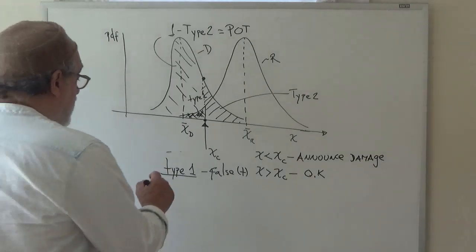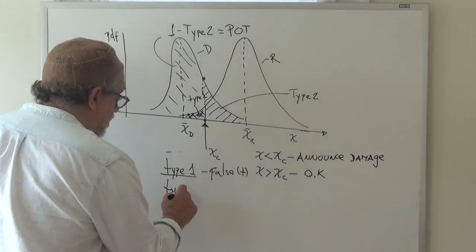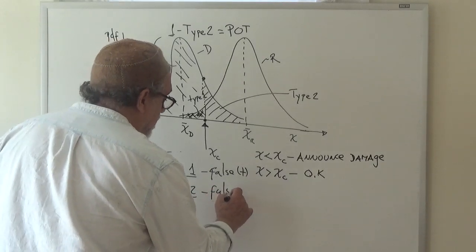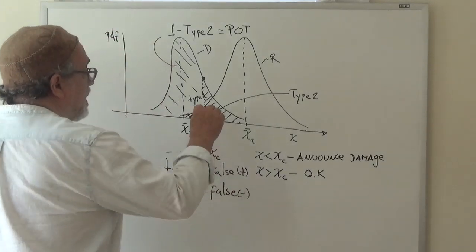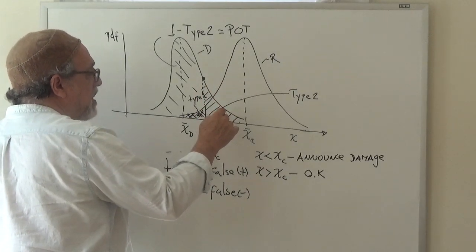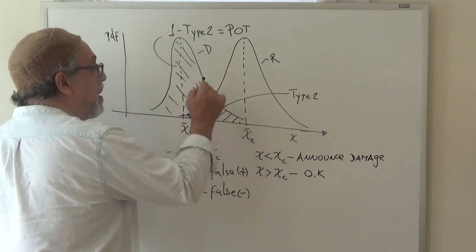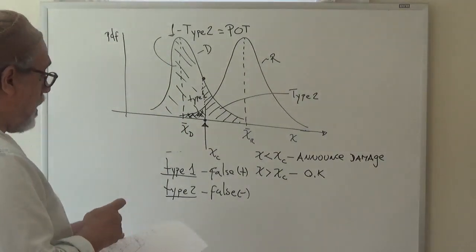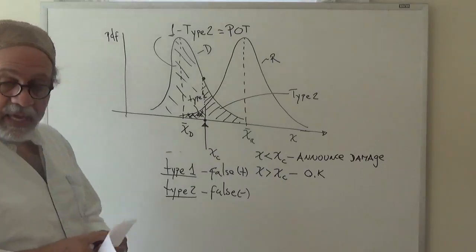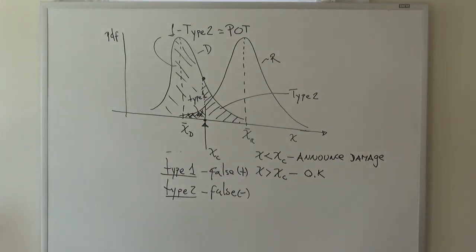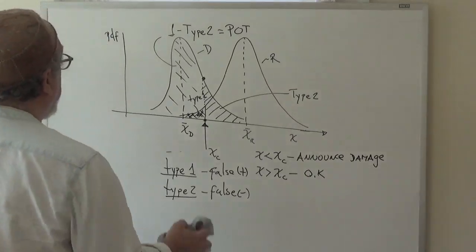Okay? So the type 2 error is what we call false negatives, right? So that means that the system was actually damaged. We get a test over here. We say that it's fine because it's to the right of XC, but in fact it was damaged, right? All right, so that's the quick review regarding power of the test, type 1 error, type 2 error.